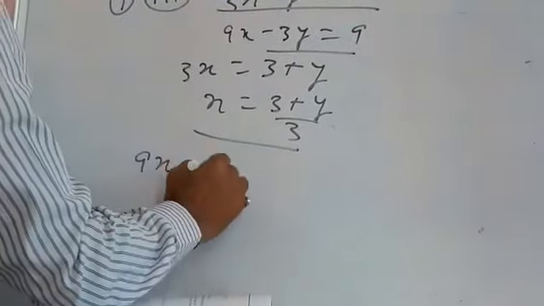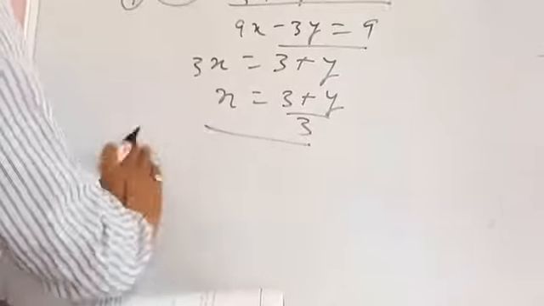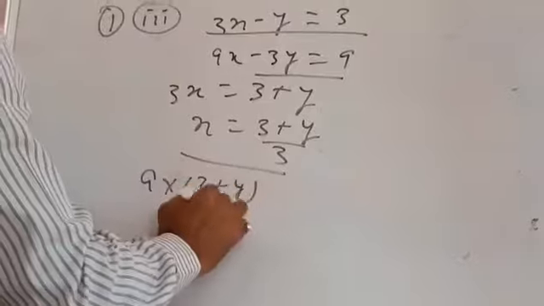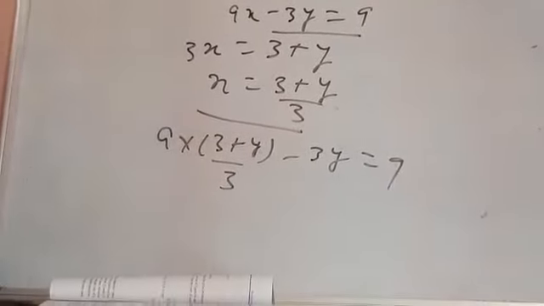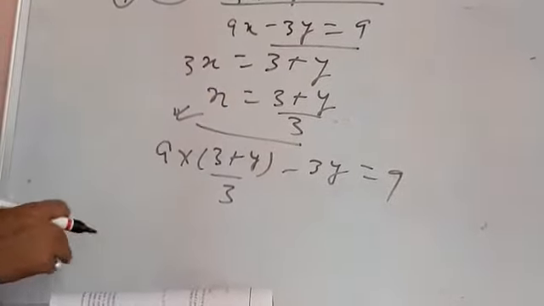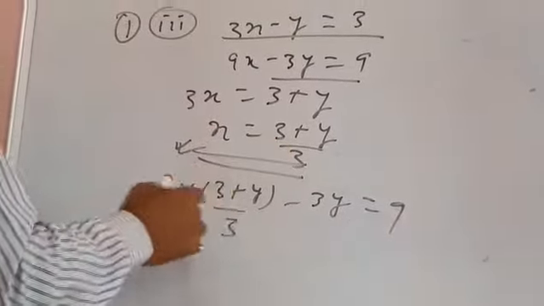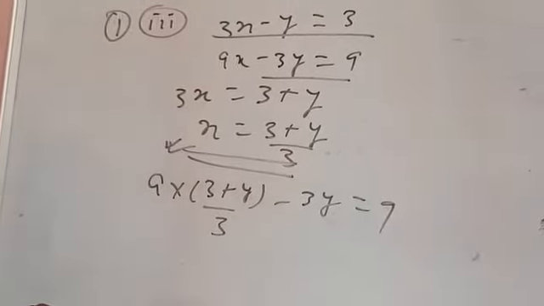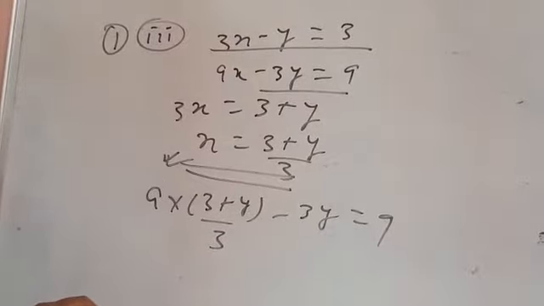9x minus 3y, for this x, 9 into (3 plus y) by 3 minus 3y is equal to 9. Or you could just write the value of x as this, and you will find the value of y from here. You will not have a specific value. This is the value of x. So for doing such types of questions, we just need to find the value of x from here or y from here.